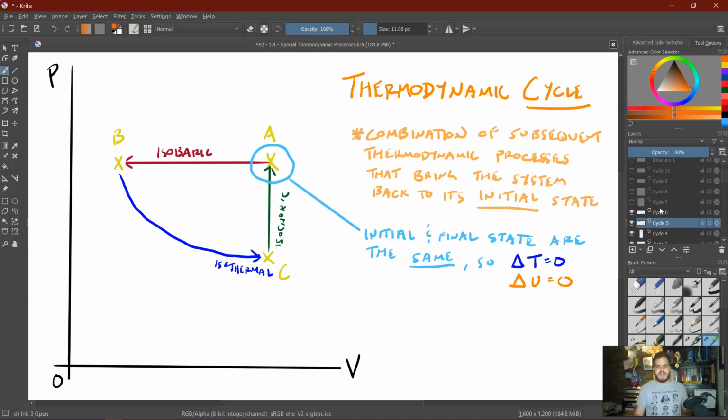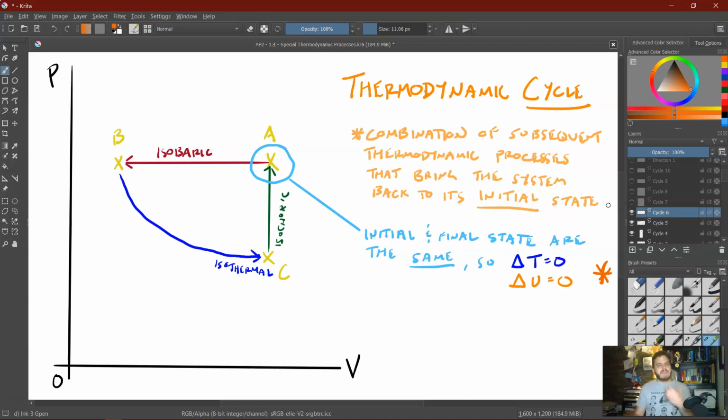Now, if I'm going to analyze this a little bit, a couple things we want to notice is that because the initial and final state are the same, that makes some things really easy, because that means the change in temperature through the whole process will be zero. And therefore, the change in internal energy of the whole cycle will be zero. That is crucial. We really want to make sure we remember that.